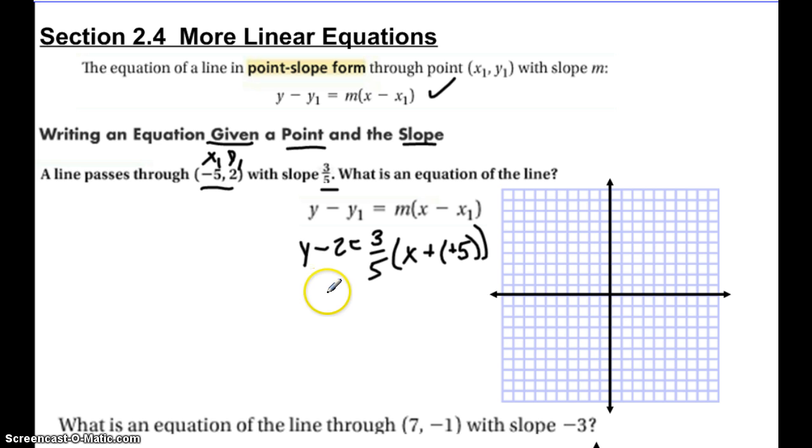In essence, what we have done is we have given an equation of a line, given a point and a slope. This is an equation of a line that passes through the point -5, 2, right here, and has a slope of 3/5. That means I can go up 3 and over 5. Up 3, then over 5. And create our linear graph that way.